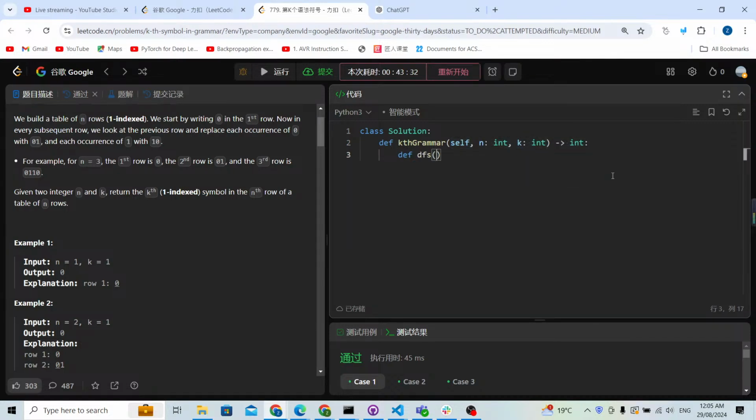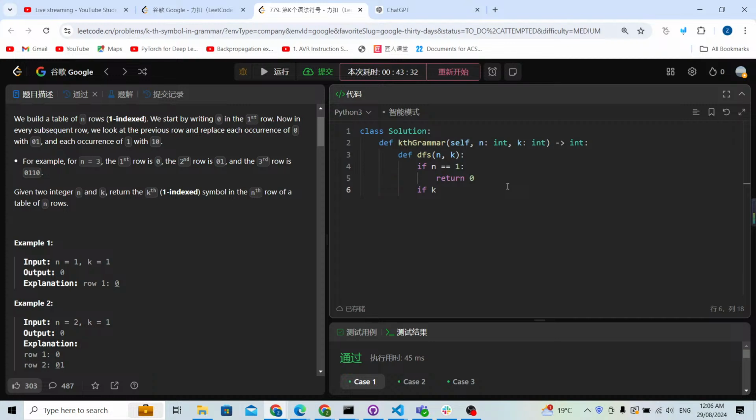So we're gonna define a DFS starting from n and k, and we're gonna check if it is the first row, then we're gonna return a 0. So this is according to the first example. Now we're gonna check the value of k. We're gonna check if k is at the left side or at the right half.